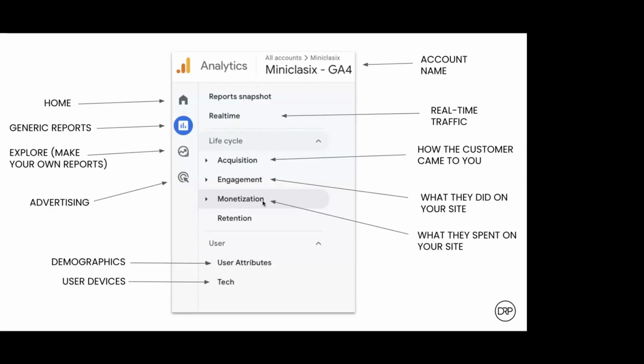And these are the 3 tabs we're focusing on today. How the customer came to you, what they did on your site, and what they spent on your site. And then for those users that you need to know more about who is finding them, you've got your demographics, which is their age, male or female, where they live. And then we've got tech, so user devices. Is your audience coming to you primarily on mobile, or are they coming to you on desktop, or are they tablet users such as an iPad? Google finds all of that information out for you.